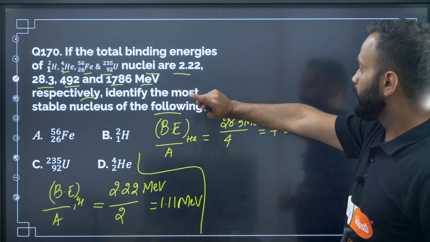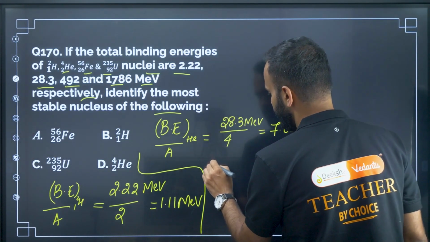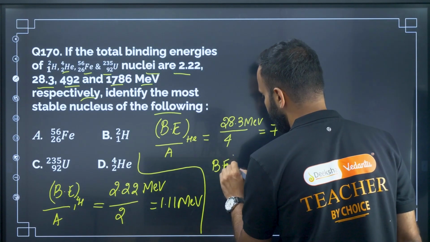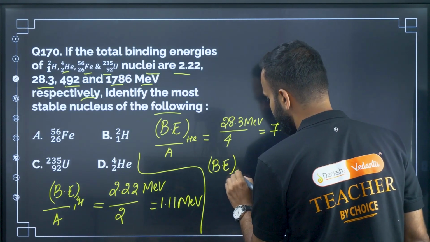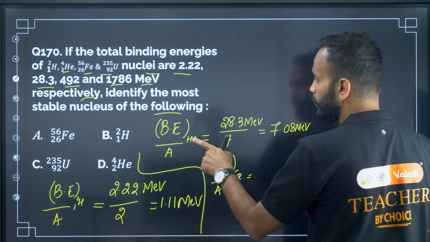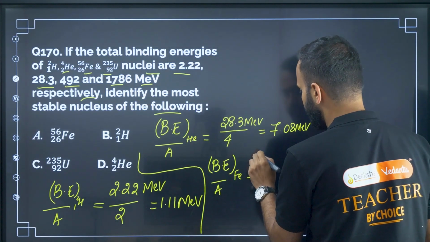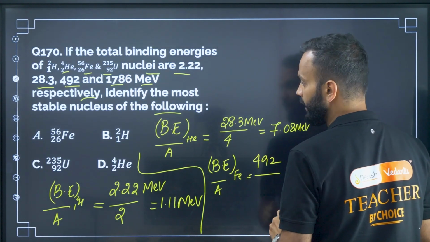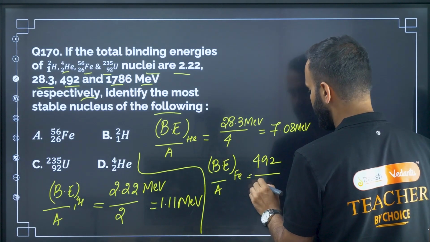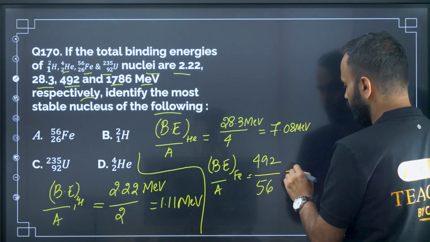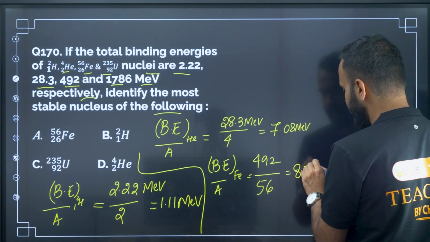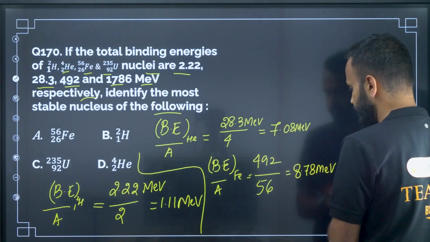So let's find the binding energy per nucleon for iron. What is the binding energy of the iron? That is 492, right? Divided by the nucleon number, which is 56. Now solve this, you will get 8.78 mega electron volt.